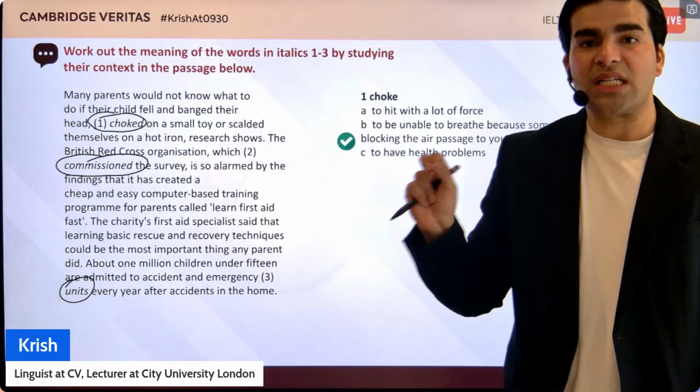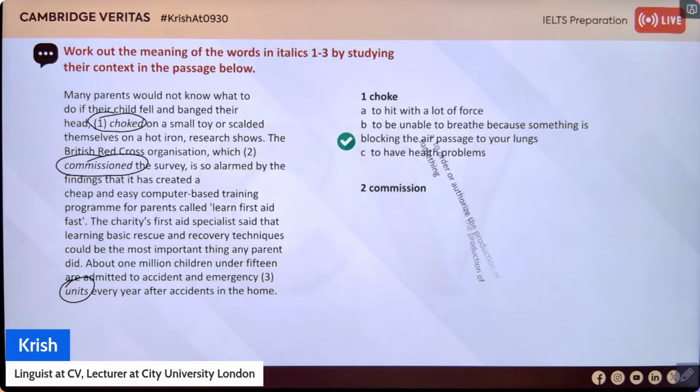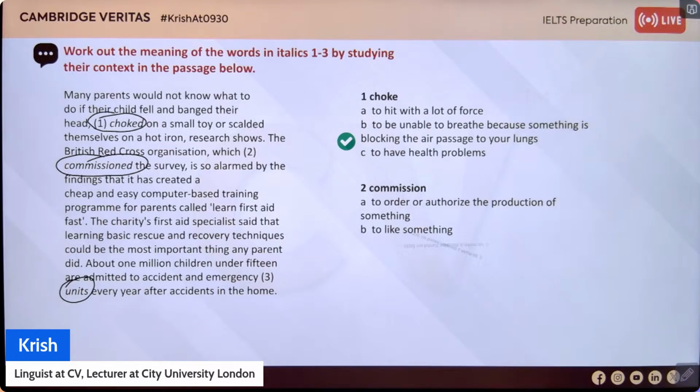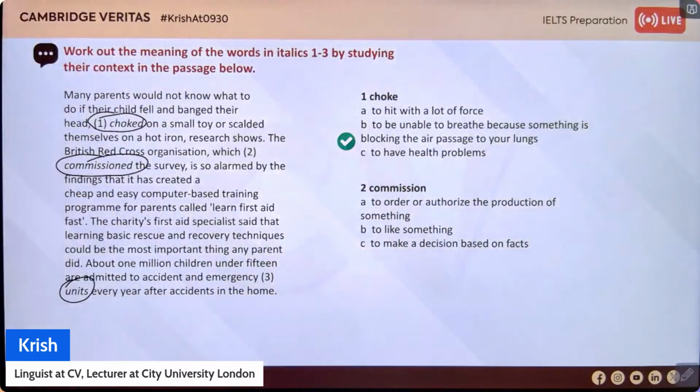Now let's have a look at the word commissioned. I'm going to give you some space. Have a look at commission. Is it to order or authorize the production of something, to like something, or to make a decision based on facts? Which one is it in your opinion? Please put your answers in the comments below.